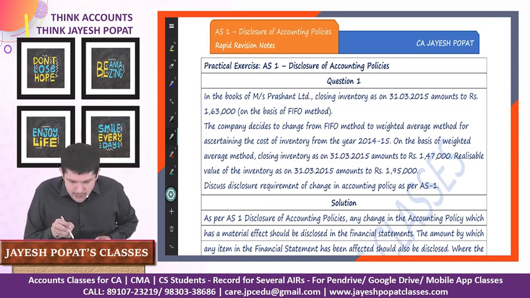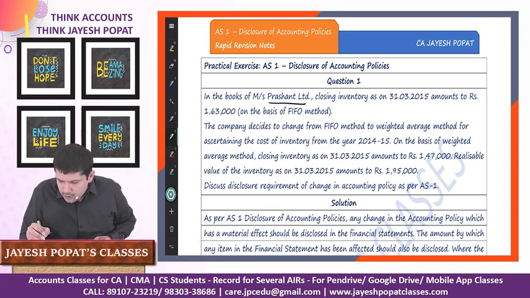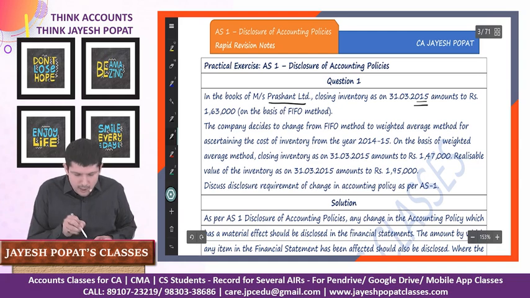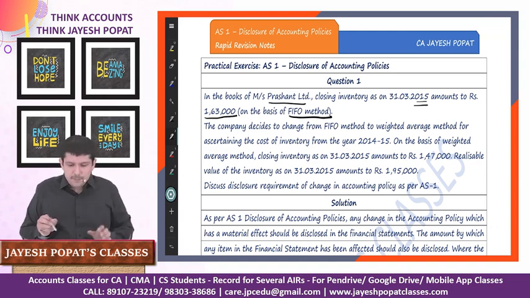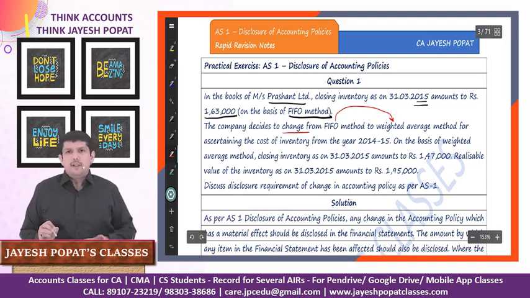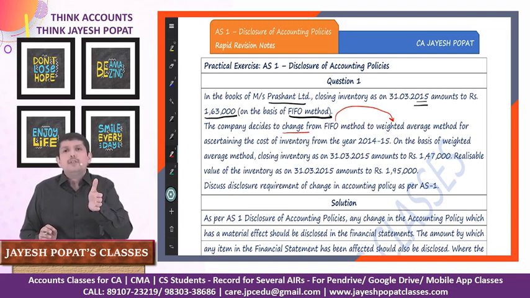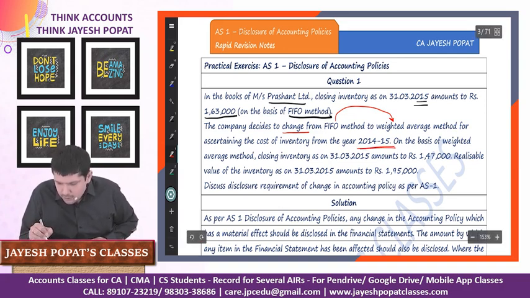It says, in the books of Prashant Limited, closing inventory as on 31st March 15 amounted to 1,63,000 and it has been valued on the basis of FIFO method. The company decides to change from FIFO to weighted average. So till now the company was following FIFO method. Now the company wants to change to weighted average, right? For ascertaining the cost of inventory from the financial year 14-15.